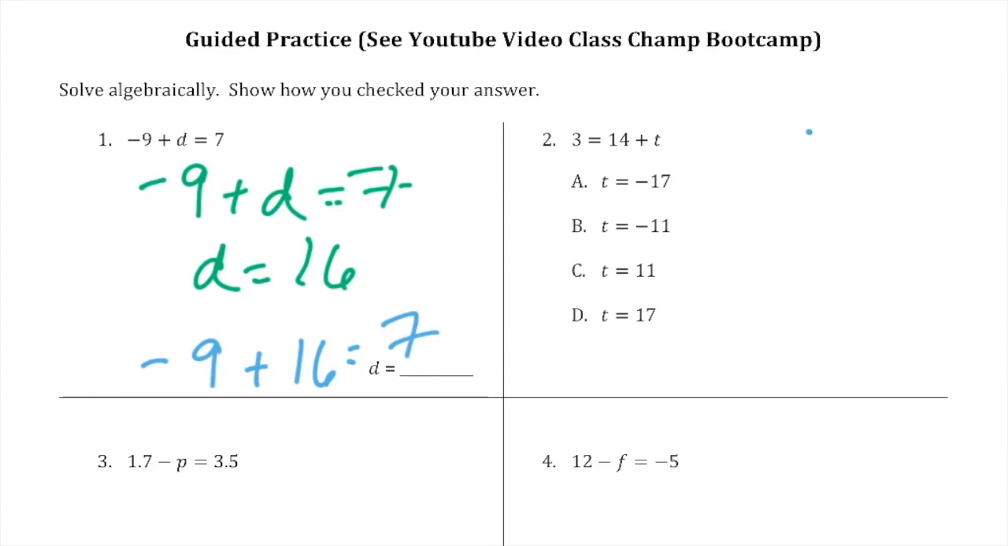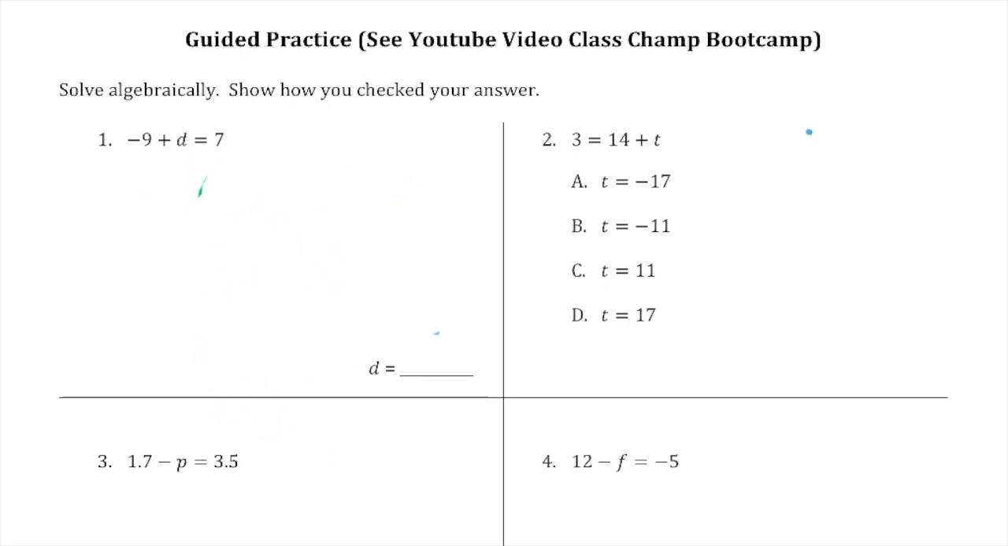-9 plus 16 is 7. Because the signs are different, I would have to subtract, which would give me 7. And because the positive sign has a higher magnitude, my answer is positive. So in this equation, D is equal to positive 16.